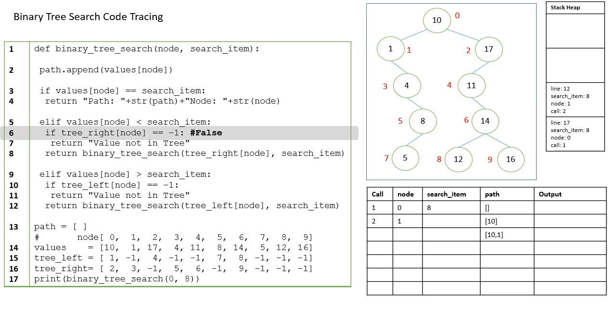We then evaluate whether the reference to our tree right node is -1. Well, it's not, because it's 3. So then we skip to line 8. On line 8, we make our third call to binary tree search with the node 3.